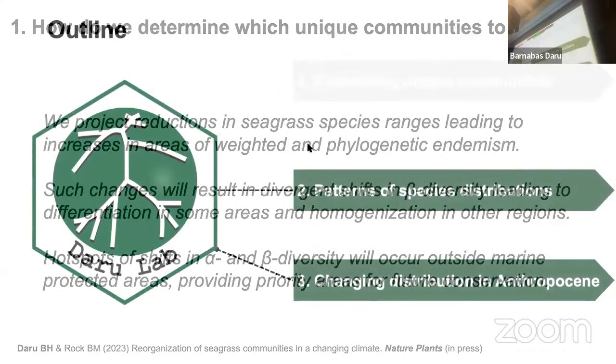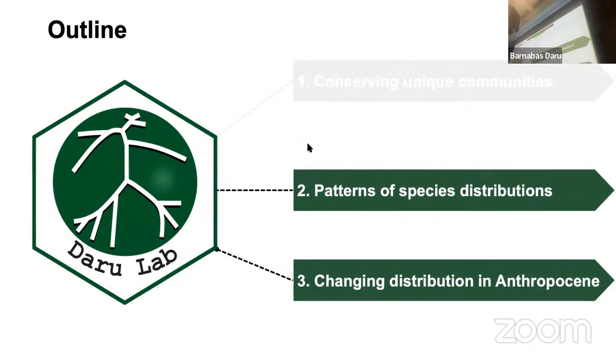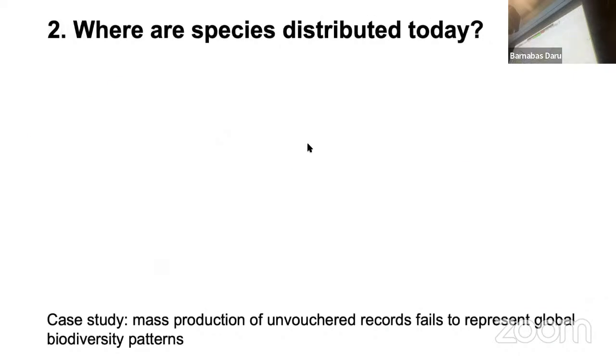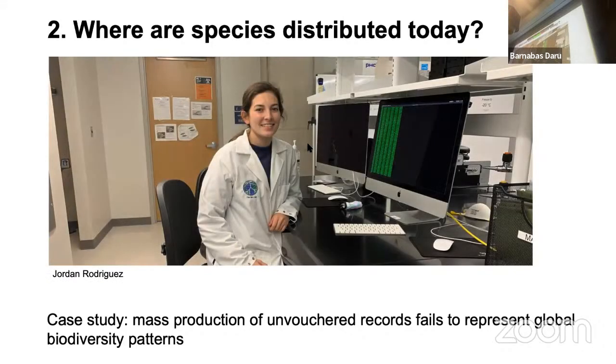So going back to the initial framework in terms of how our research program seeks to understand patterns of species distributions. So we asked the question, where are species distributed today? And so for this, I'll talk to you about a recent project that we did, titled Mass Production of Unvouchered Records and How They Fail to Represent Global Biodiversity Patterns. This is work that was done in collaboration with Jordan Rodriguez, who graciously gave me a very nice introduction this afternoon. At the time, she was an undergraduate intern in our lab.